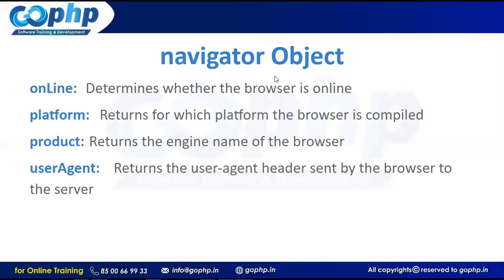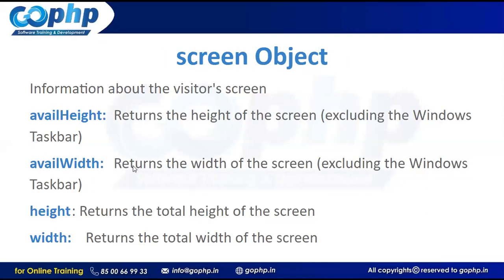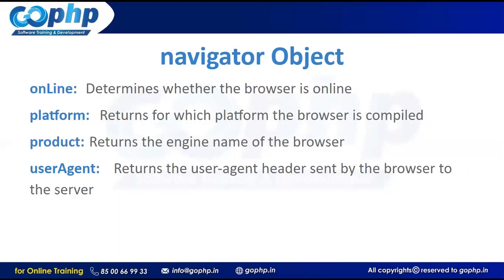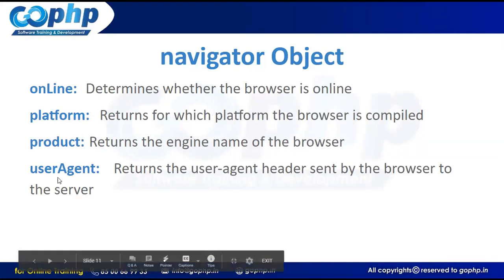Good morning, guys. In the previous session, we discussed the window objects: navigator, location, and history objects. Now we are able to see the navigator object. By using this navigator object, we can find which browser we are currently using. We have some properties here, and one of them is called userAgent. By using this property, we can identify which browser we are using.